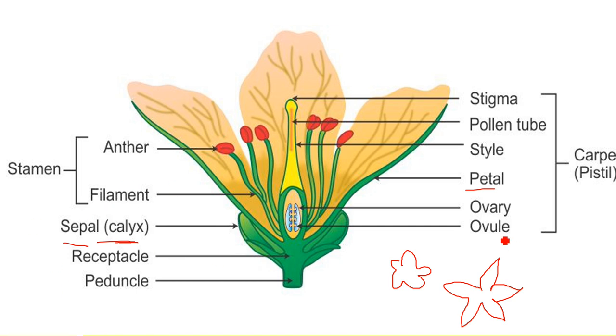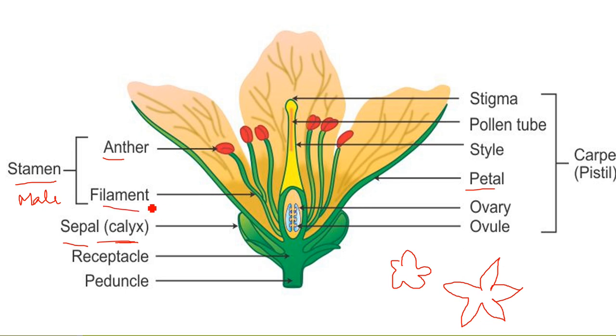Then we have two more structures, which are the male and female reproductive parts of a flower. One is the stamen, and stamen is the male reproductive part of the flower. It has further subparts. One is the anther. Anther is the top. It's a swollen bag-like structure. It has pollen grains in it which fertilize the egg.